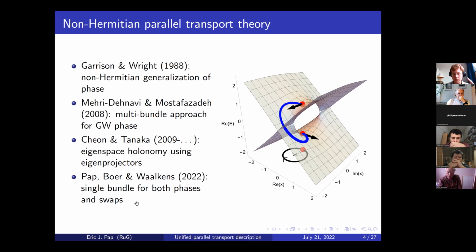We wanted to have a single bundle approach that can incorporate both this generalized geometric phase and the swaps which happen around exceptional points. And I'm very happy to report that we found such a method, and this is basically what I want to share with you today. So how do I want to do that?